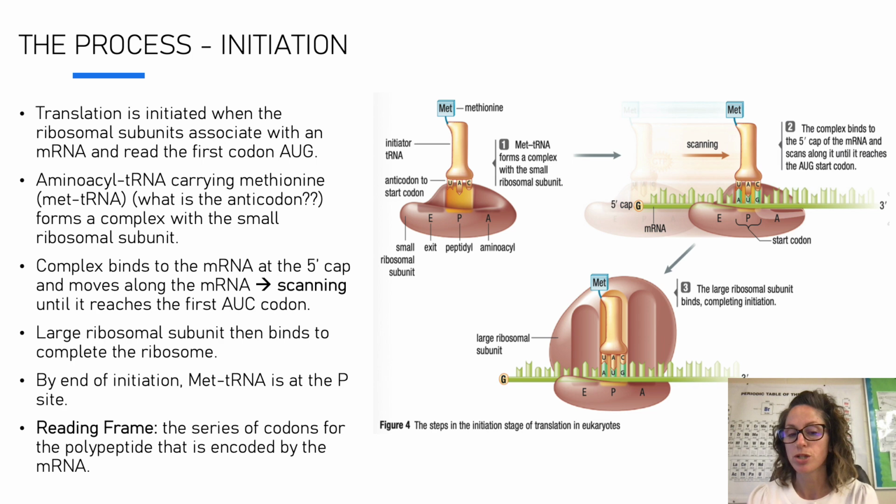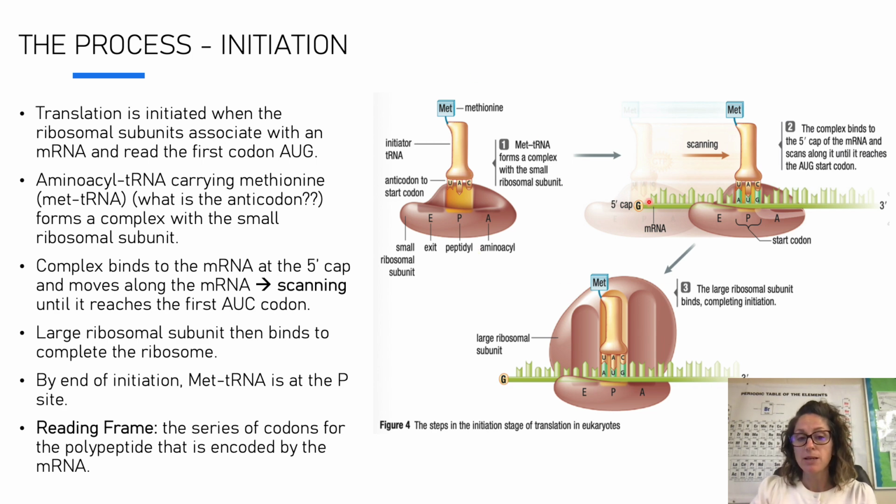The first stage of translation is initiation. So overall, initiation is where we have the combination of the mRNA with the small ribosomal subunit and the addition of the first tRNA containing methionine. So let's talk about how that happens. So we have our aminoacyl tRNA carrying methionine forms a complex with the small ribosomal subunit. So this is how it starts. We have these two together, and we know methionine is going to be the first amino acid because that is the start codon. So they're bound and ready to go.